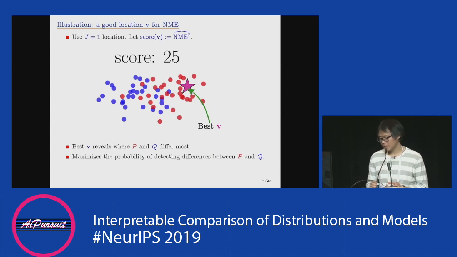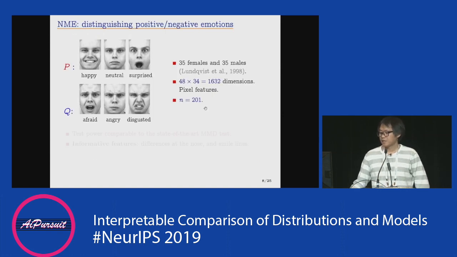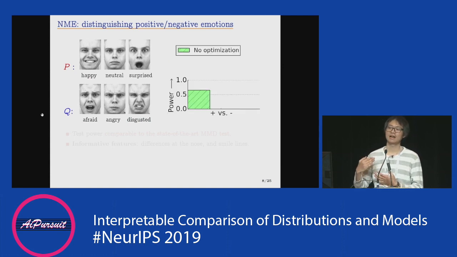So okay, let's see a real example. Here, P is a distribution of faces showing positive emotions, and Q is a distribution of faces showing negative emotions like afraid, angry, disgusted. In this case, we know that H1 is true. The alternative is true, so P is not Q. What I'm showing you is the test power or the rejection rate. In this case, the higher the better, because we should reject the null.